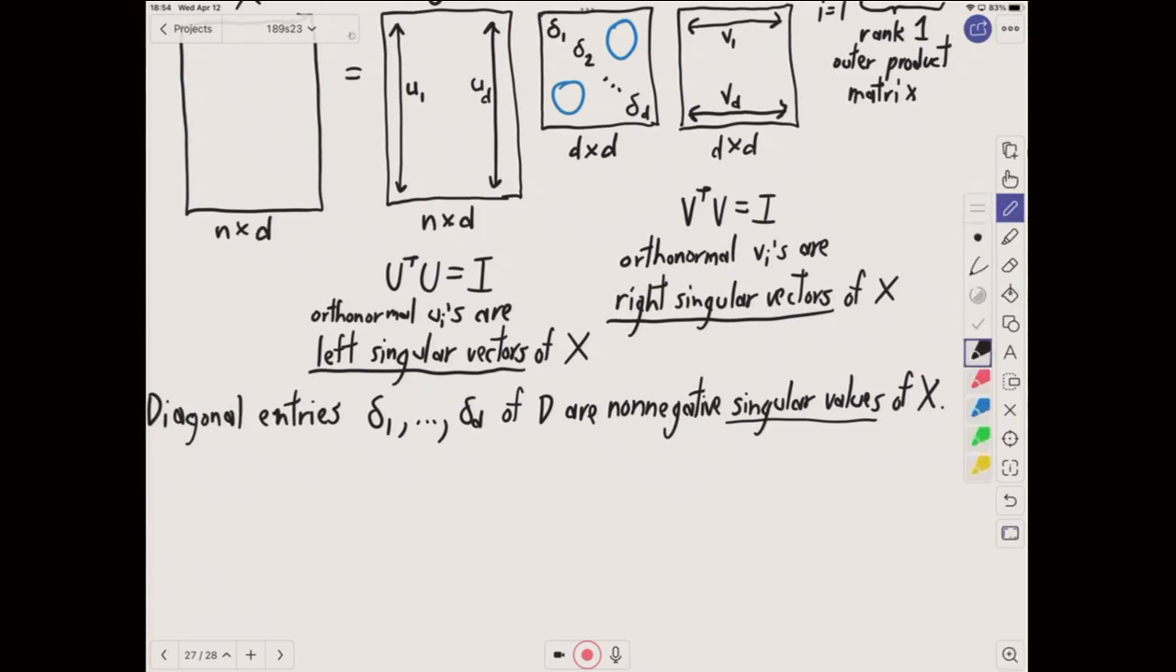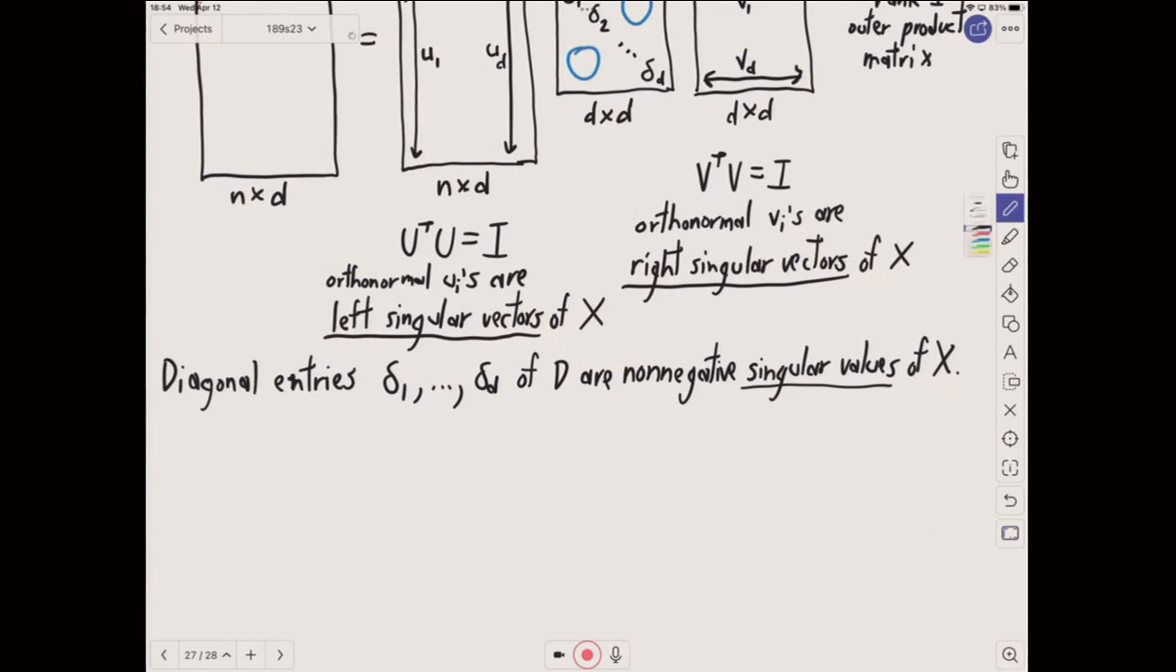All right, there's a very important relationship between singular value decompositions and eigendecompositions, which is what allows us to use the SVD for principal components analysis. So these right singular vectors that I've just given you of X, they are also eigenvectors of X transpose X.